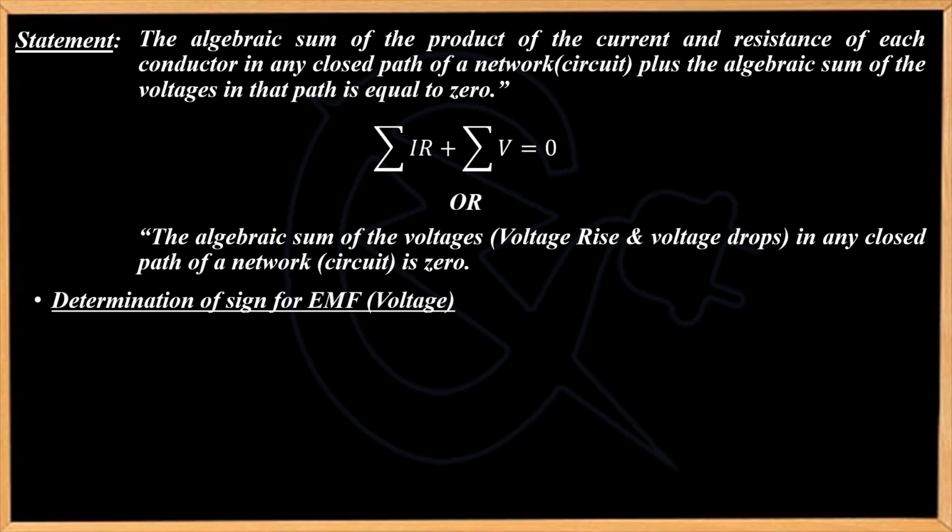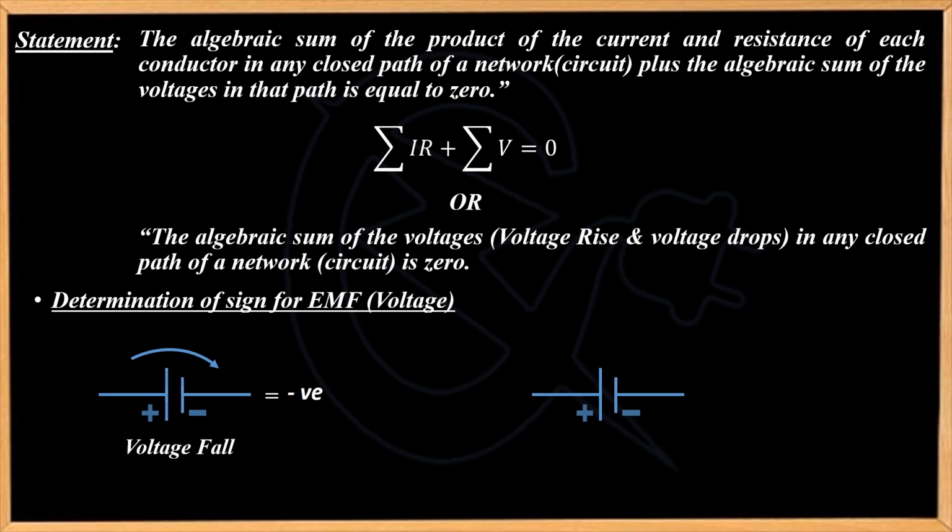Determination of sign for EMF. If the loop direction or current flowing from positive terminal to negative terminal, अगर वो plus से minus, which means higher potential to lower potential, अगर इस ओर जा रहा है, then we'll consider voltage as negative. It is known as voltage fall. So we'll consider it as negative.